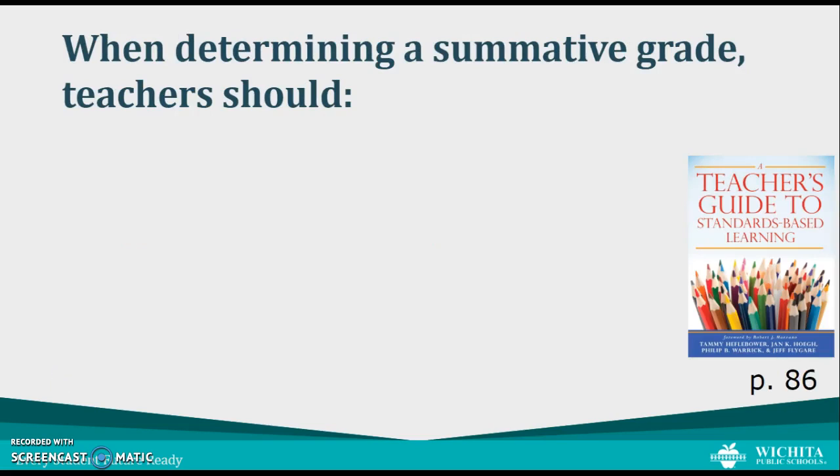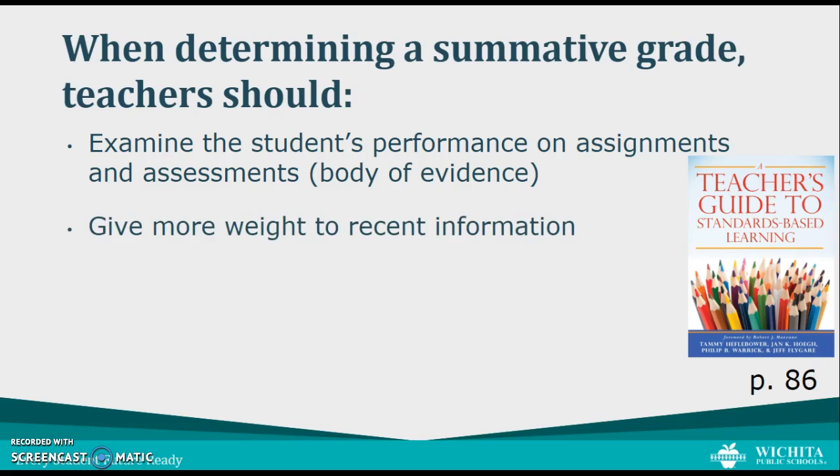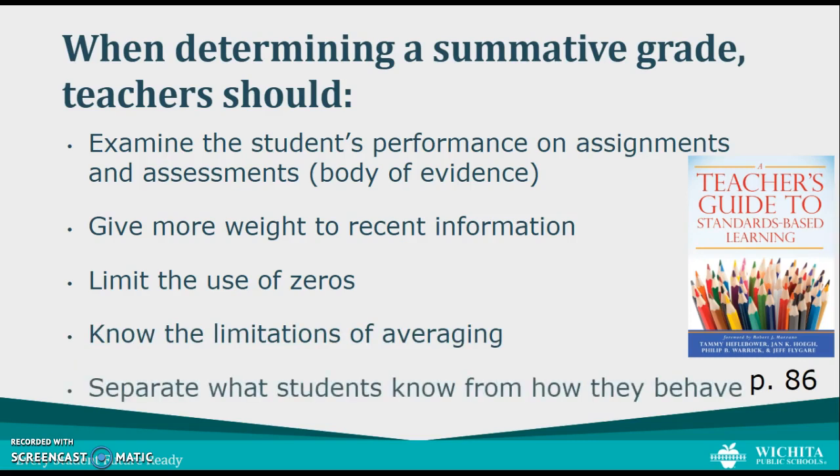So in determining summative grades, teachers should examine the student's performance on these assignments and assessments. So given that body of evidence, we're using that to decide. Maybe you are going to give more weight to recent information. Limit the use of those zeros. Know the limitations of averaging, like we just showed in the example. And separate what students know from how they behave. This information can be found in your teacher's guide on page 86.